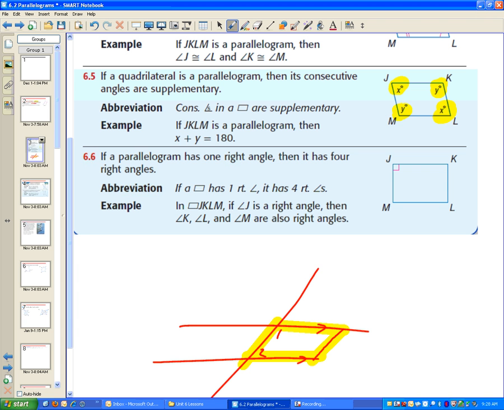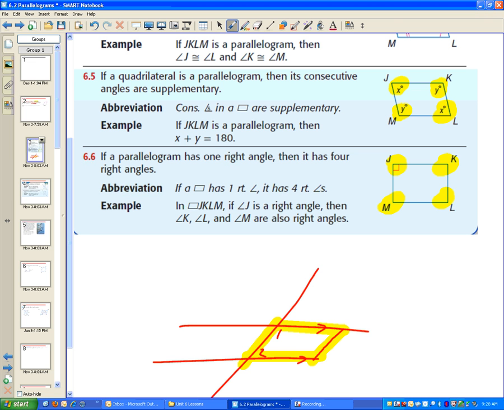Last one in this box. If a parallelogram has one right angle, then it has four right angles. Here's why. We already know that in a parallelogram, consecutive angles are supplementary. So if that's a right angle, wouldn't this angle that's consecutive to it, angle M, have to be supplementary to it? And what's supplementary to a 90-degree angle? Another 90-degree angle. Now, I can do that all the way around the parallelogram, or I can say opposite angles are congruent. So if that's 90, that's 90. And if that's 90, that's 90.